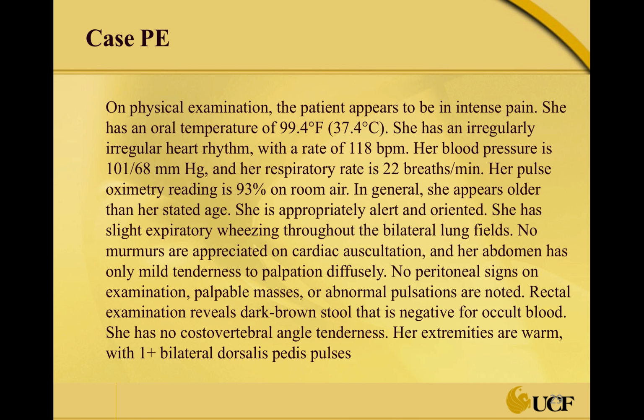In general, she appears older than her stated age, appropriately alert and oriented, with slight expiratory wheezing throughout bilateral lung fields. No murmurs are appreciated on cardiac auscultation, and her abdomen has only mild tenderness to palpation diffusely. No peritoneal signs on examination, palpable masses or abnormal pulsations are noted. Rectal examination reveals dark brown stool that is negative for occult blood. She has no costovertebral angle tenderness. Her extremities are warm with 1 plus bilateral dorsalis pedis pulses.